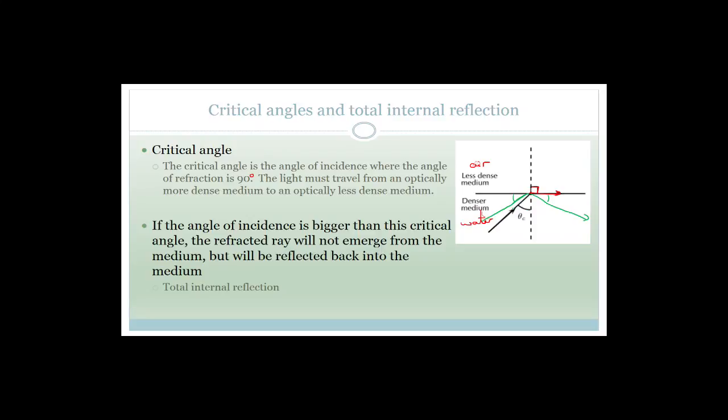But the most important thing at the moment is to know that the critical angle is the angle of incidence that causes the angle of refraction to be 90 degrees. That is really the breaking point before you have total internal reflection.